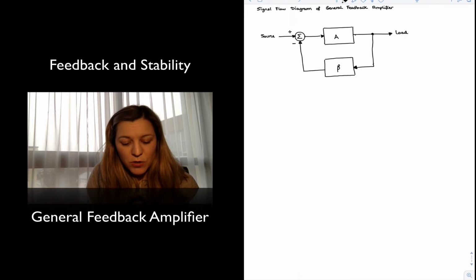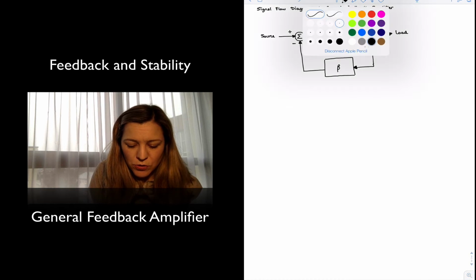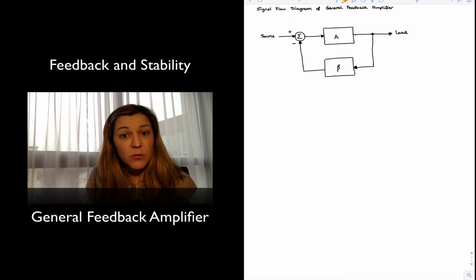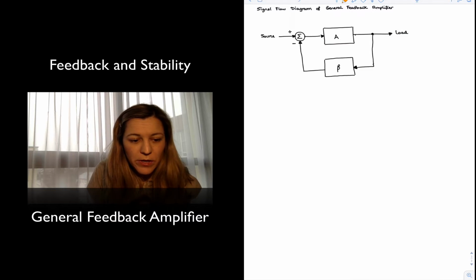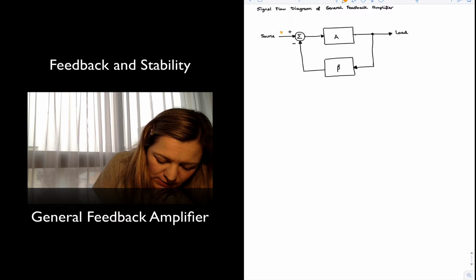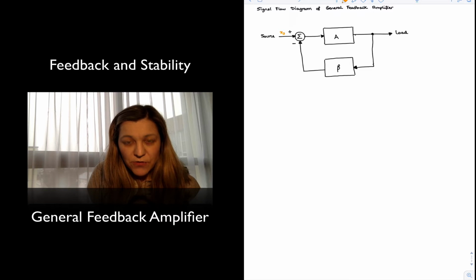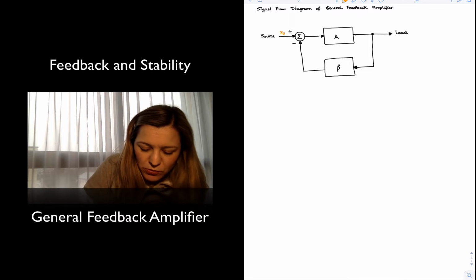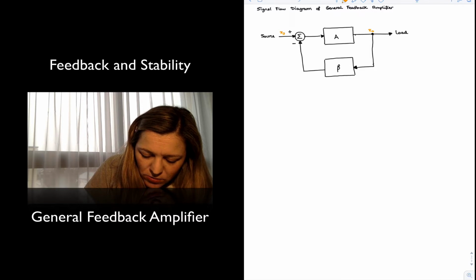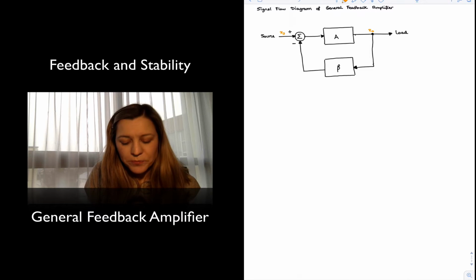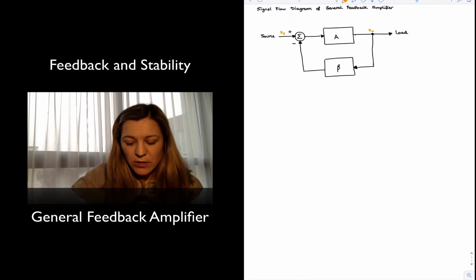We have a source which provides an input signal, and I'm not going to refer specifically to whether the input signal is a voltage or a current. It could be either, so I'm just going to refer to it as X. So X sub S will be the signal from the source, and that signal is fed through an amplifier, which I have labeled by its amplifier gain A, and then it produces an output signal, X out, which is sent into a load.